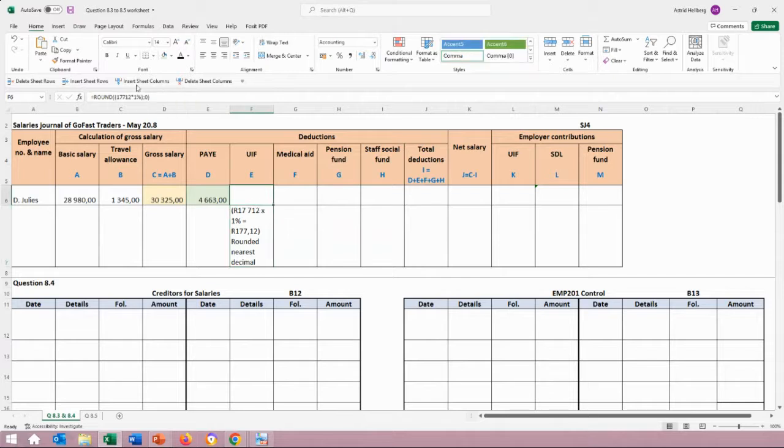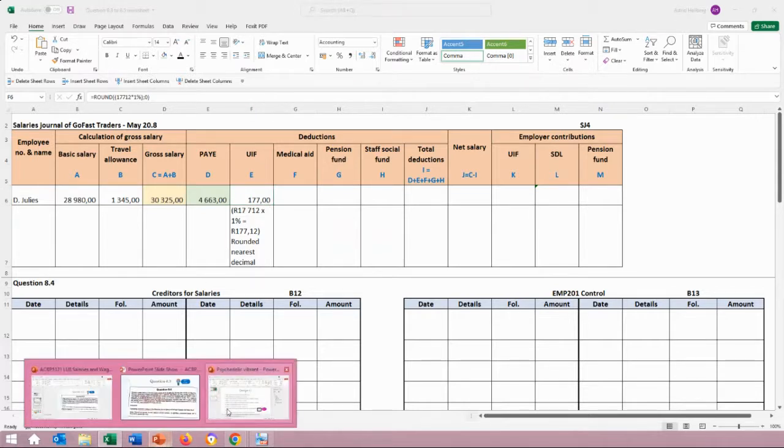Okay, so that is the capped amount. That's the maximum UIF they would pay. Now, because we have to round it to the nearest whole amount, we will round it to 177 Rand and not to the 12 cents. Okay, so that's why it's 177 in this question. Then, per the question, let's go back to the question.